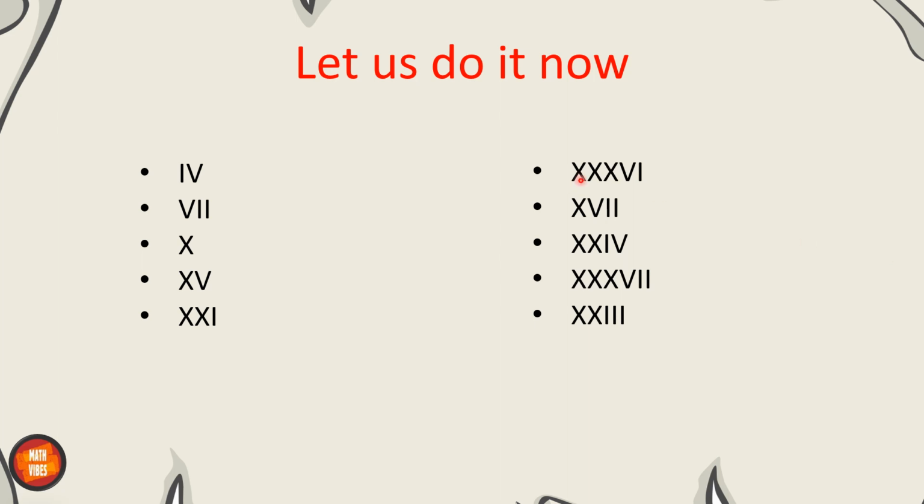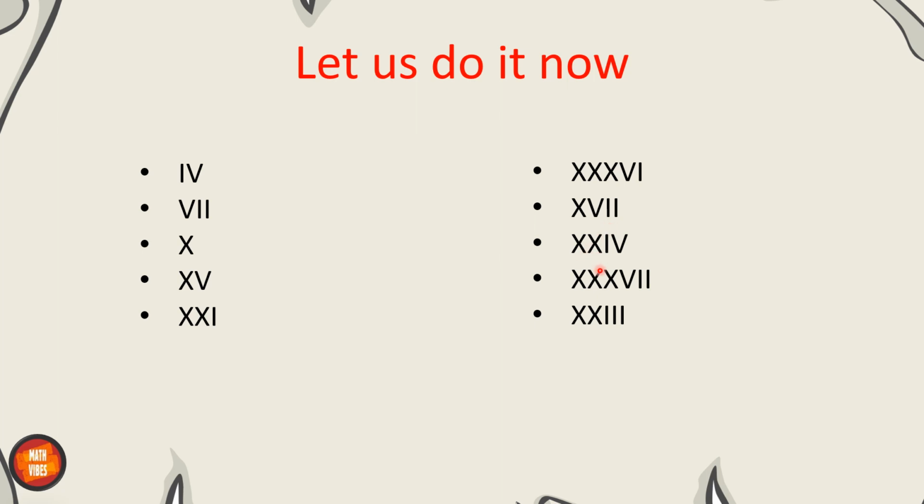Some more. XXXVI, they are following descending order, so 10 plus 10 plus 10 is 30, then 35, and 1 more is 36. Every time you don't need to make the complete sum. If you are confused, do make the sum, but if you can do it orally, nothing better than that. So XVII, big to small, so 10 plus 5 is 15, 16 and 17, so the answer is 17.